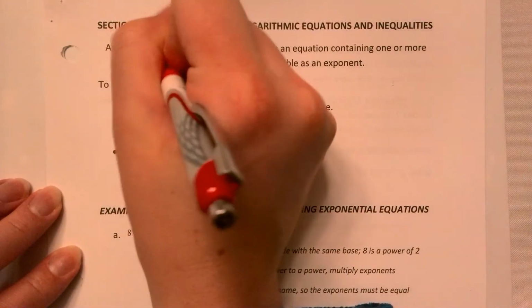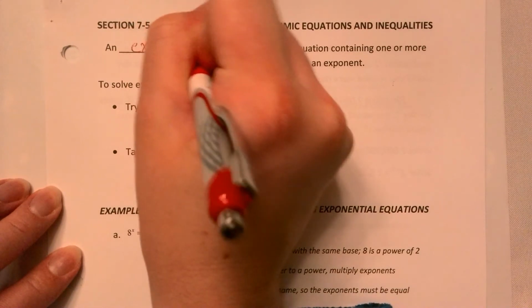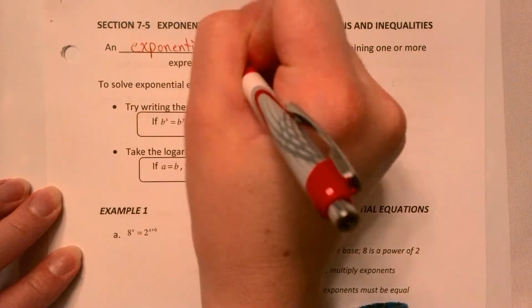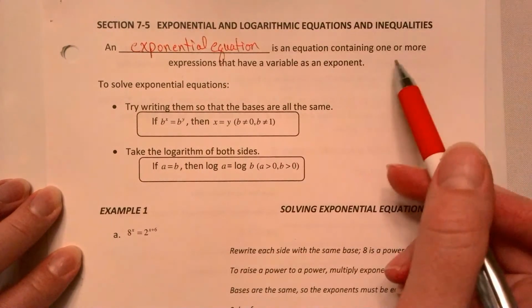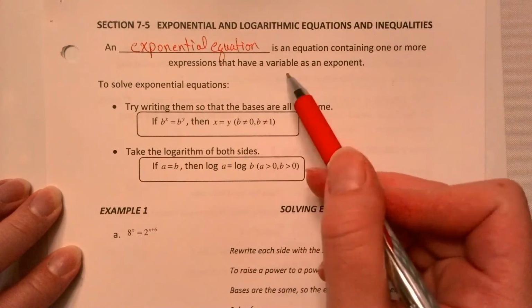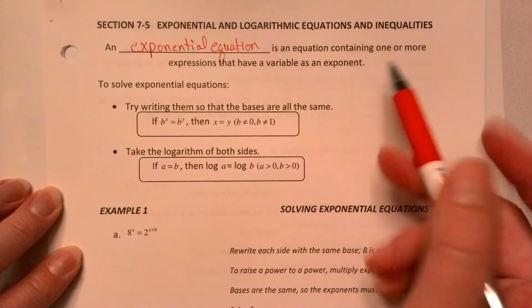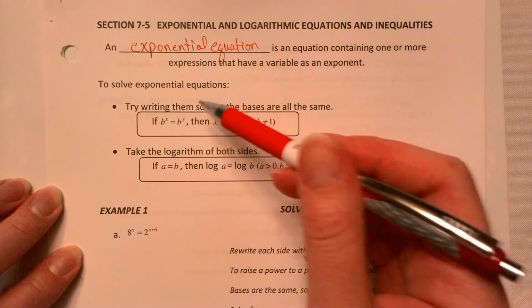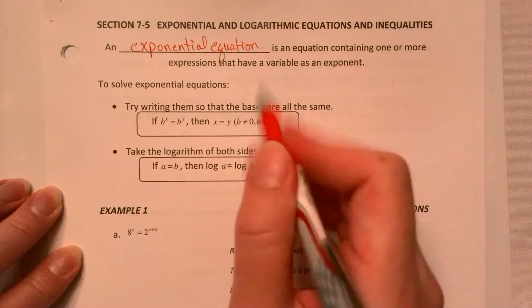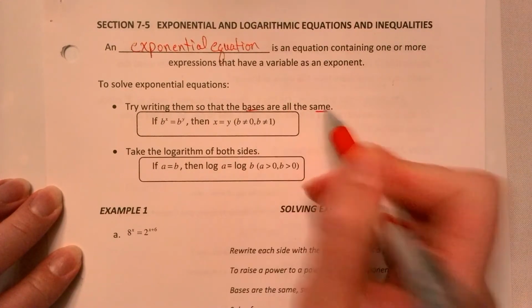An exponential equation is an equation containing one or more expressions that have a variable as an exponent. So when we solve exponential equations, we want to try writing them so that the bases are the same. So we want the same bases.